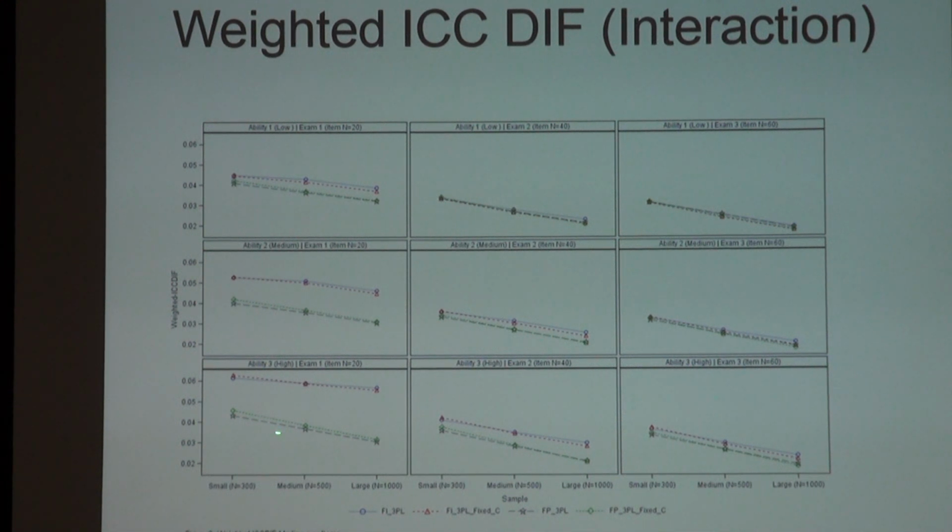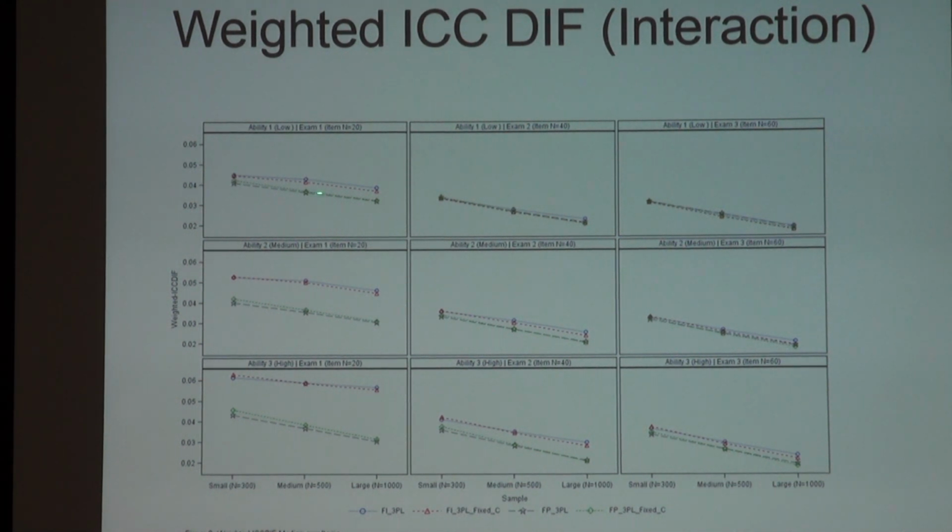And then, these two are for the fixed person parameter approach, and these two for the fixed item parameter approach. As the exam gets longer, the difference is getting smaller and smaller. Meanwhile, when we look at sample size, within the method, the larger sample size helps improve the results. But between the methods, it actually increases the performance difference.